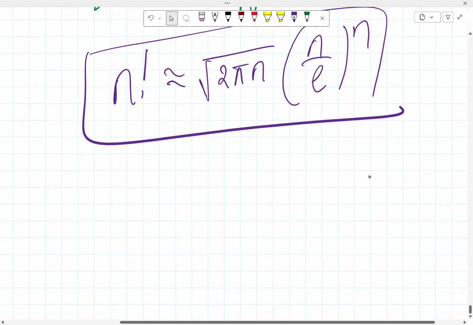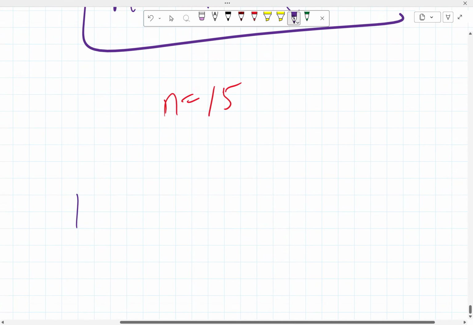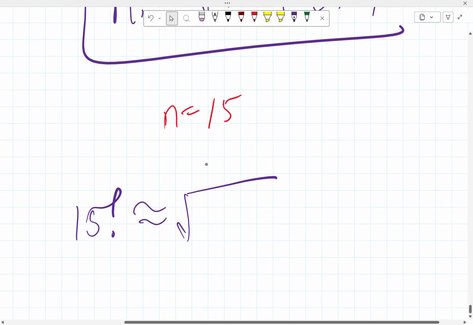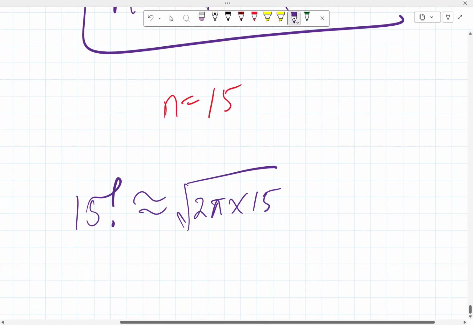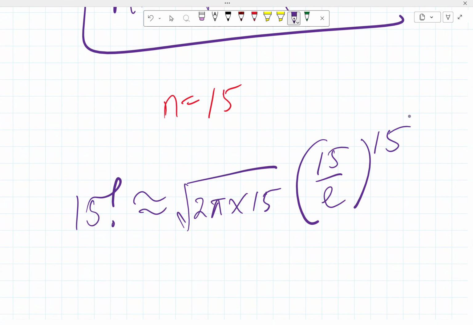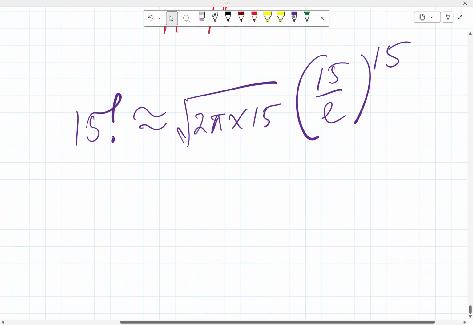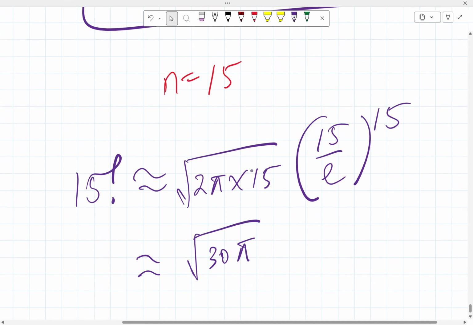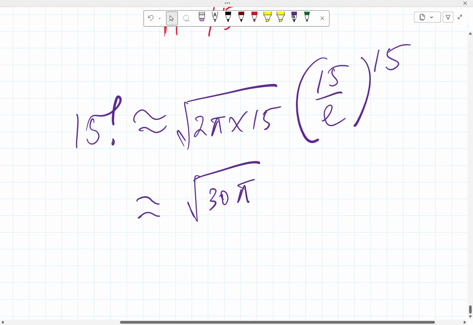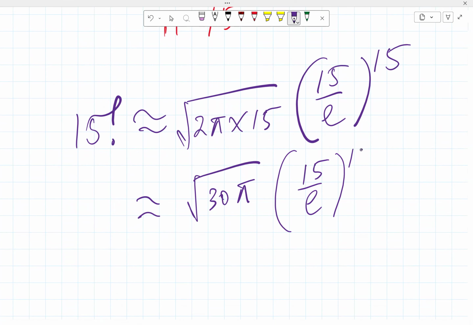So generally here, we know that n is equal to 15. So since n is 15, we just substitute. So that means 15 factorial is approximately square root of 2 pi n, right? That's 2 pi times 15, all times 15 over e raised to power 15. So that means that's approximately square root of 30 pi, and then we have 15 over e raised to power 15.